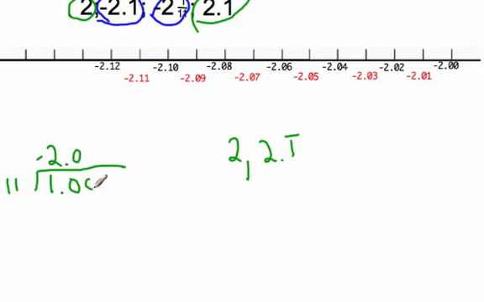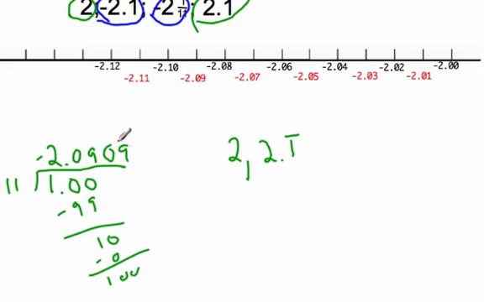And 11 is going to go into 100 9 times, right? Because 11 times 9 is 99. And you're going to see that this is actually going to turn into a pattern. 11 is not going to go into 10. We're going to get nothing left over here. We're going to have to see how many times 11 goes into 100. And you can imagine that we're going to keep getting 09, 09, 09. So I could put a bar over this and show that it repeats.